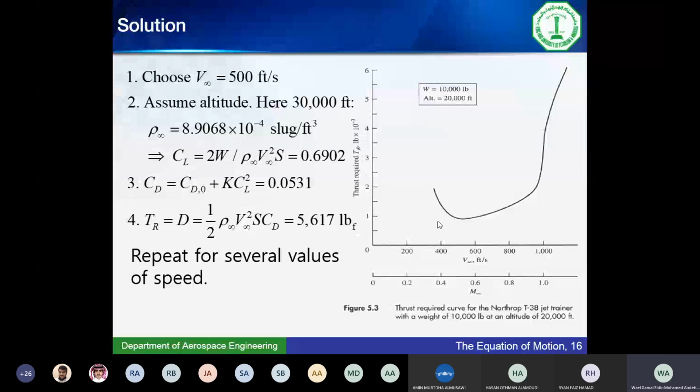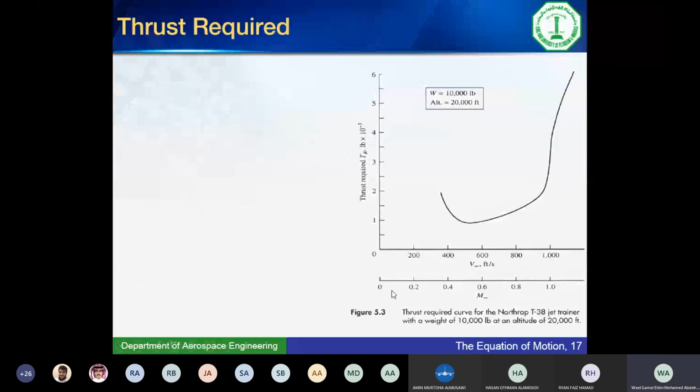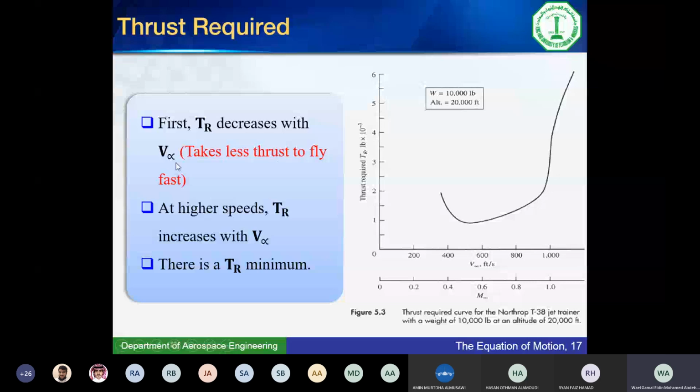And depending on the design objective of your design, we will choose one of them to be the design point of the aircraft. So in summary, we found that for straight and level flight, thrust decreases with speed first until we get to the minimum thrust point, then it will increase again. And you can draw this curve for any aircraft.